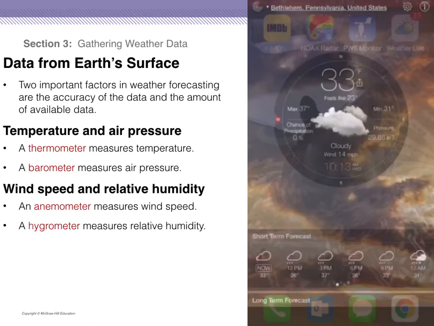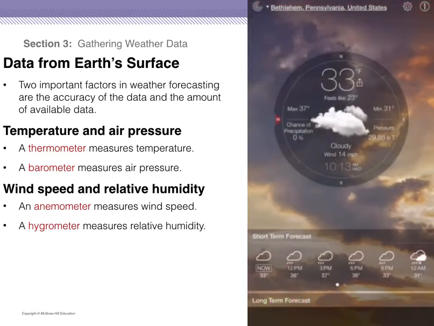Gathering weather data. Two important factors in weather forecasting are the accuracy of the data and the amount of available data. Now, there's four things that are usually found in a forecast. The temperature, which is measured by a thermometer, the air pressure, which they use a barometer to measure, the wind speed, which is measured by an anemometer, and the relative humidity, which is measured by a hygrometer.